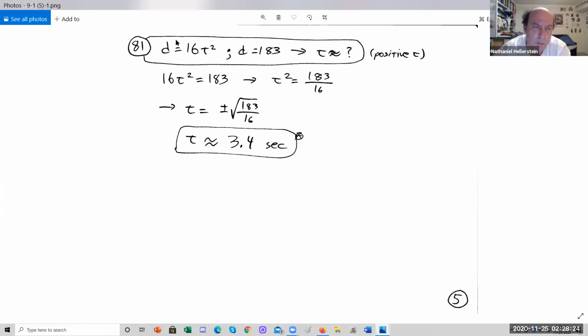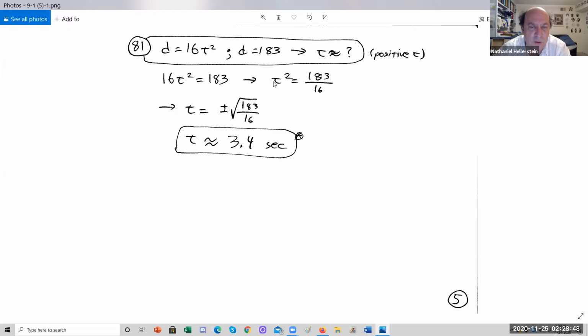This is a word problem. D equals 16t squared is an equation telling how far distance something falls in t seconds. It's 16t squared. Now, how long does it take then something to fall a distance of 183 feet? These are seconds and feet. Fine. So 16t squared equals 183.